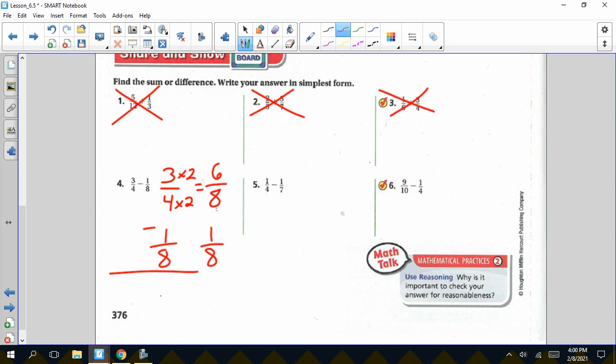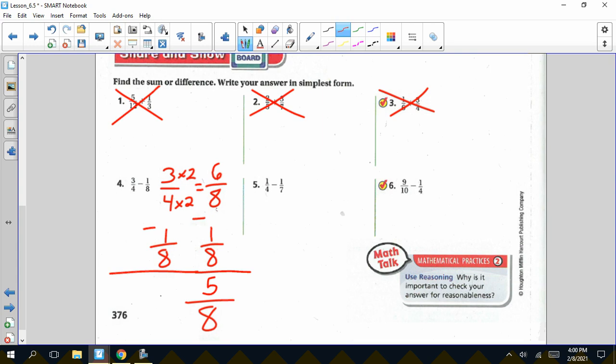Once we have the same bottom number, the same denominator, we can go ahead and subtract. We know that the denominator will not change. But our numerator is 6 minus 1, which is 5. Our answer is 5/8.